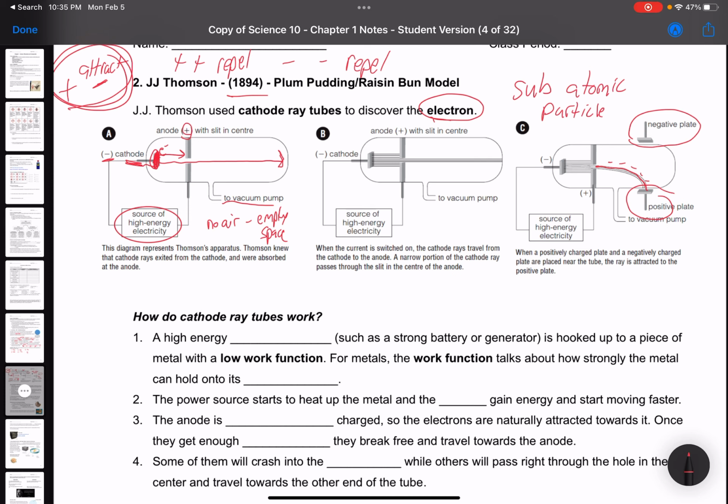So what he starts saying then is, well, these negative charges had to come from this cathode, which was this metal. The metal's made up of atoms. So somewhere in that atom, there has to be a negative charge. It couldn't just magically appear out of nowhere. So if the metal's made up of atoms and the metal gives off the negative charge, the atoms must have a negative charge. And just like that, we have the birth of the electron.